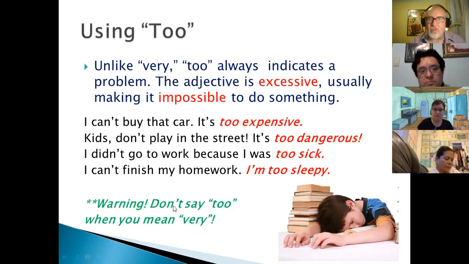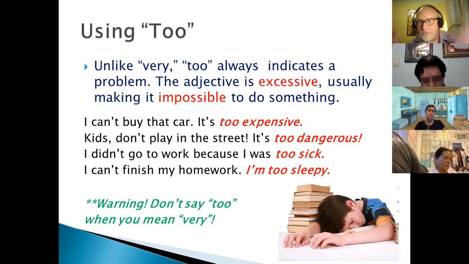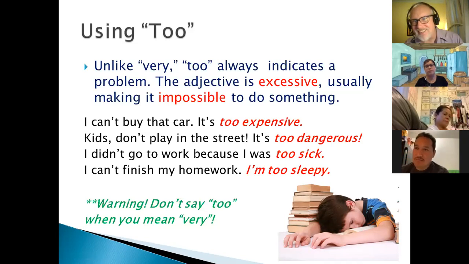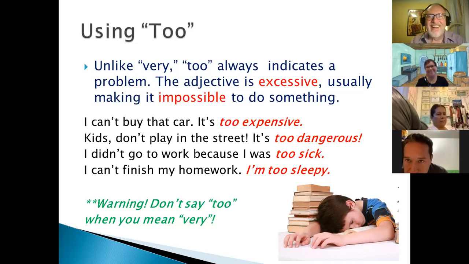Warning, don't say too when you mean very. I hear a lot of students make that mistake and say too when they mean very. Say, oh, teacher, I am too happy. No, I'm very happy. I'm very happy, right? Or, oh, my daughter, she is too beautiful. No, she's very beautiful. Okay. Or maybe if you're the father, you might say she's too beautiful. Because there's a problem. But too always indicates a problem.